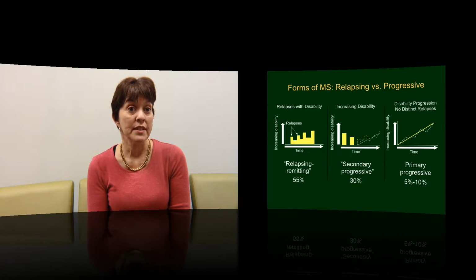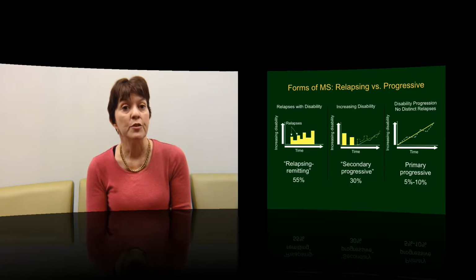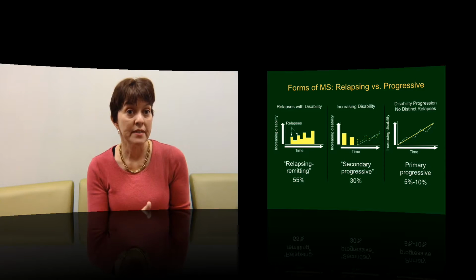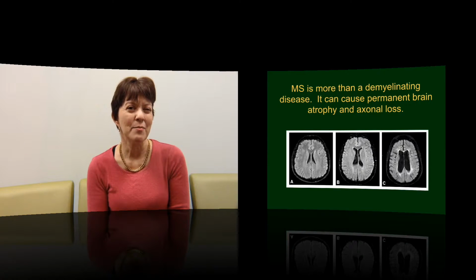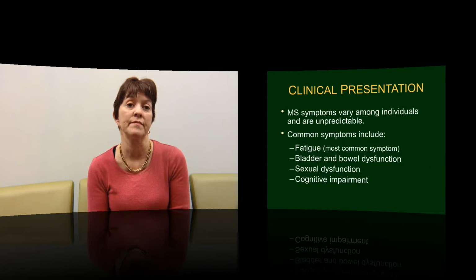MS has been categorized in various forms: relapsing remitting, secondary progressive, primary progressive. I think sometimes it's helpful to think about MS in terms of larger categories of relapsing varieties and progressive varieties. The bottom line is MS is more than a demyelinating disease. It can cause permanent brain atrophy and axonal loss.